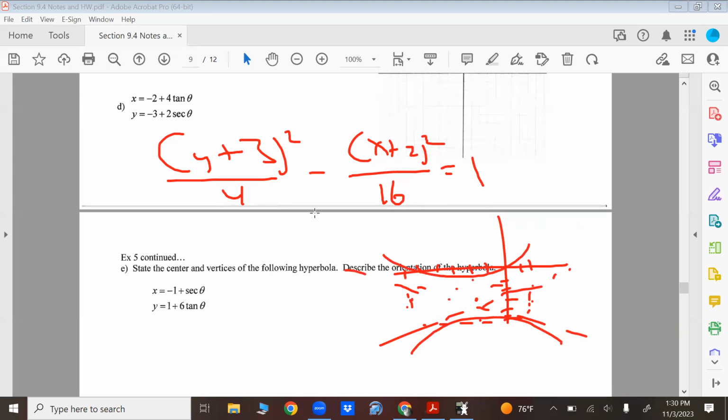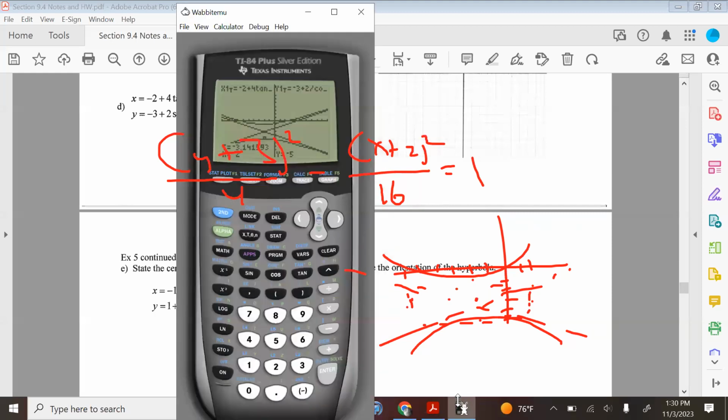And it looks like that. And we go back to the graph just to verify that. That makes a lot of sense. Okay.